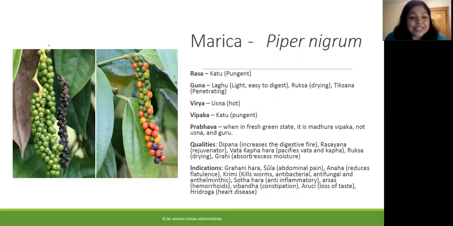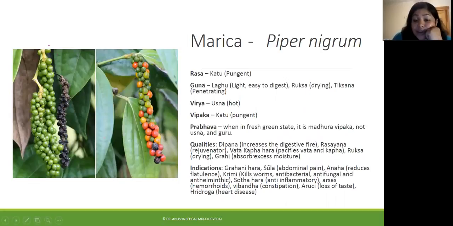But this is what black pepper looks like. And usually, of course, we use the fruit. This is a fruit. So we use the fruit of the black pepper plant, maricha. The rasa is, again, katu. The guna is laghu, ruksha, and tikshna. It's ushna virya, and it is katu vipaka. Prabhava here also. When it is in its fresh green state, as you can see over here, it is actually madhura vipaka. It has a sweet post-digestive effect.